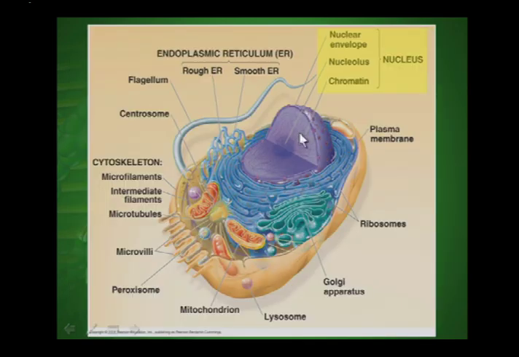Now, again, the dominant feature in a eukaryotic cell is the nucleus. The nucleus contains material called chromatin. It contains a structure known as the nucleolus, which is a concentration of RNA. And the nuclear envelope is the outer boundary of the nucleus. Again, the nuclear envelope isn't a single plasma membrane, but two plasma membranes.